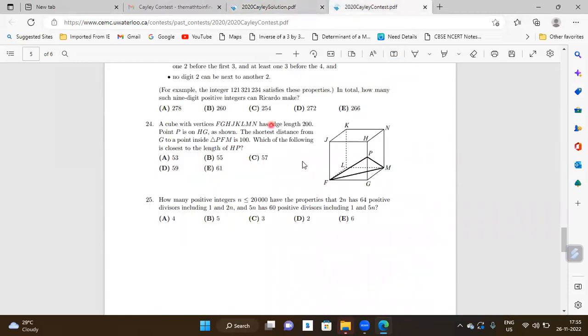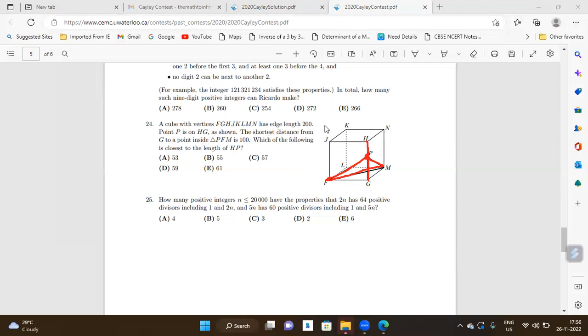Okay. All right. So here you have a cube with the vertices F, G, H, J, K, L, M, N, which has the edge length 200. You know what is edge length, right? This is edge length. So this will give you 200. Another edge length, this is also 200 like that, right? So point P is on HG as shown. The shortest distance from G to a point inside PFM is 100.